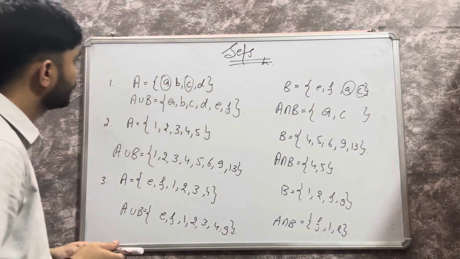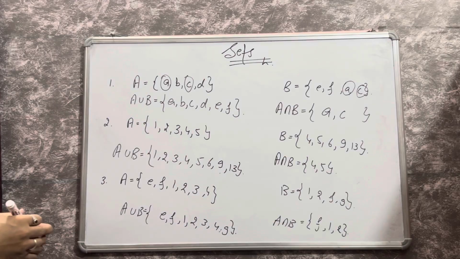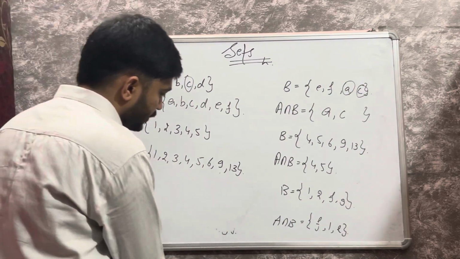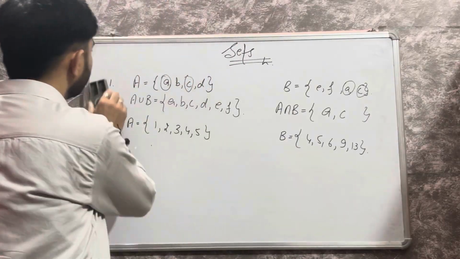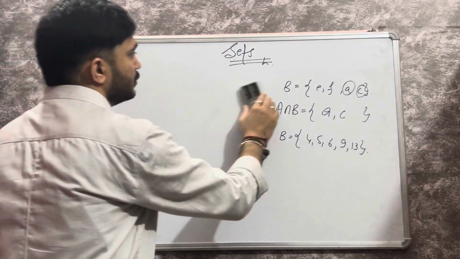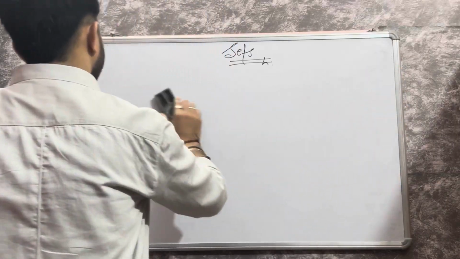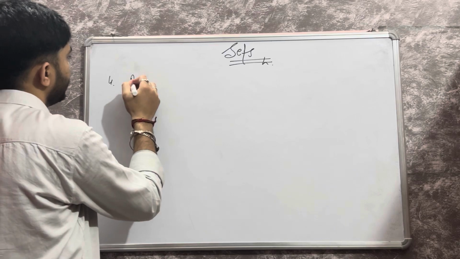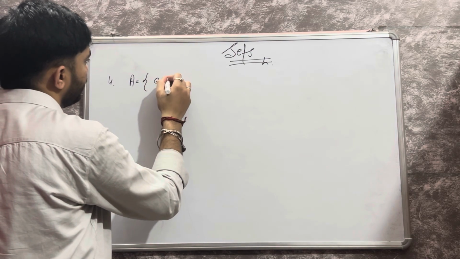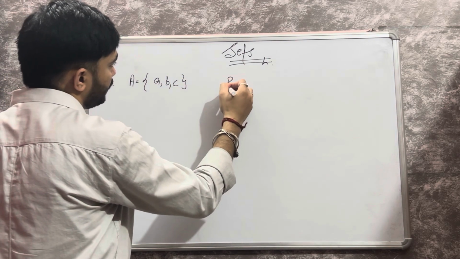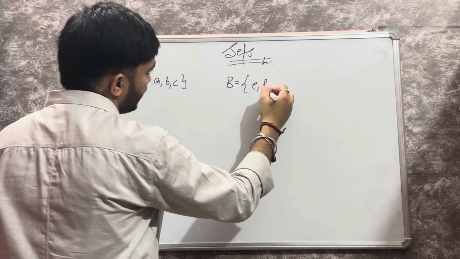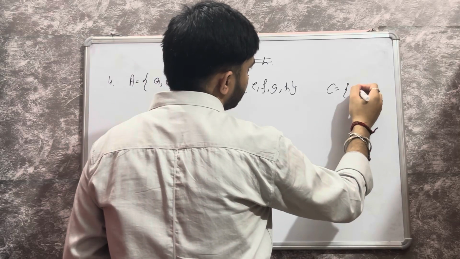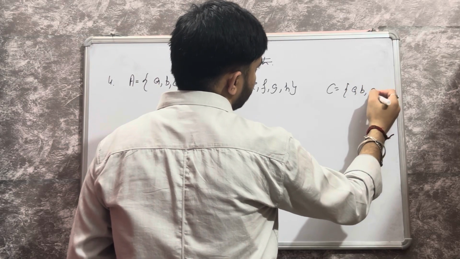Any doubts? Please take the screenshot if you want. Now let us move forward and solve one more example here in order to get a better understanding of it. Example number 4: let A be {a, b, c}, B be {e, f, g, h}, and C be {a, b, g, h}.